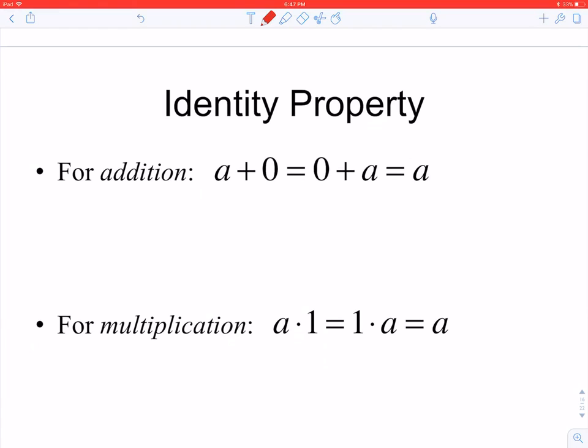All right, the identity property for addition says that we can add 0 to any real number and we'll get the real number. Okay, so for example, -10 plus 0 is equal to -10. The identity property for multiplication says you can multiply any real number by 1 and it's equal to itself. 7 times 1 is equal to 7.